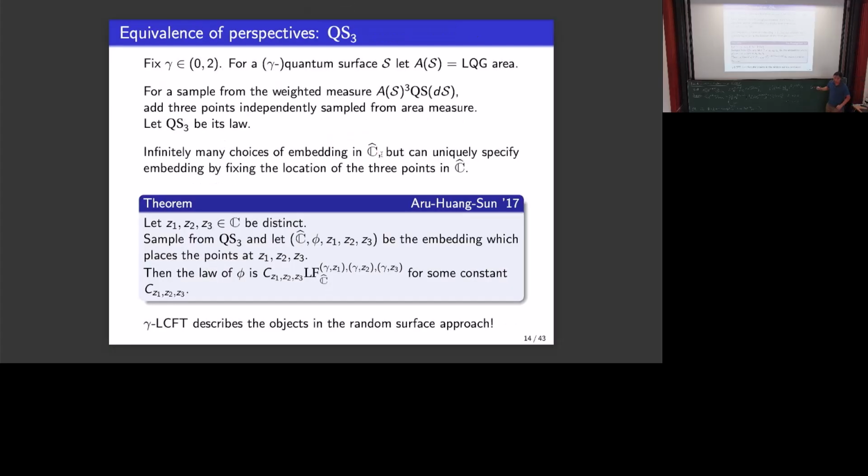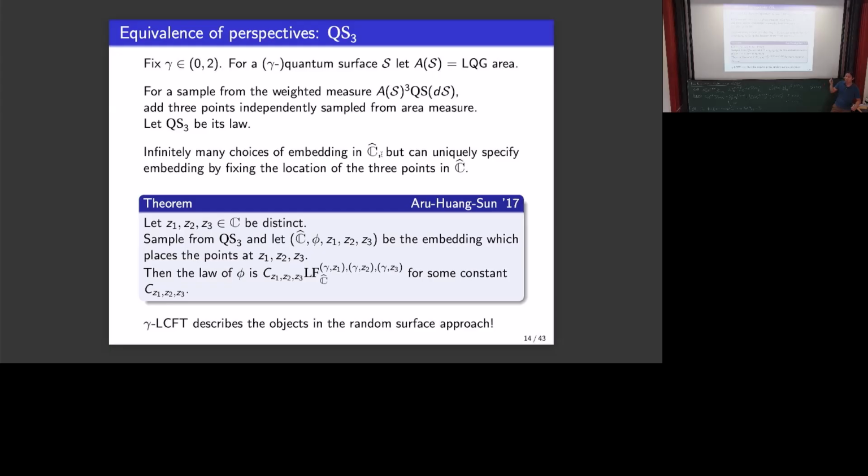Okay, so this quantum sphere was introduced by Sheffield, and this Liouville CFT was probabilistically constructed by David, Kupiainen, Rhodes and Vargas. And it's shown that these two perspectives are the same. So what does that mean? Well, if we have a quantum sphere, we want to embed it inside, let's say, the Riemann sphere. But there's no canonical way to do this embedding. The easiest way to embed it is to sample 3 marked points and then do the embedding. So we consider the quantum sphere weighted by the cube of the area, and then you sample 3 points from the area measure.